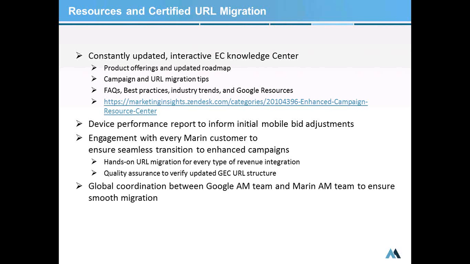So about our certified URL migration process, we engage with every Marin customer to make sure that your URLs are seamlessly transitioned to Enhanced Campaigns. We know that this is a big change. Touching URLs is never fun, but we're trying to make it safe and smooth by engaging with every client with hands-on URL migration and QAing the URLs to make sure they're updated. Eventually the client gives the final sign-off, and you are the one who QAs your URLs and says, yes, this looks good, and I'm ready to migrate my URLs.